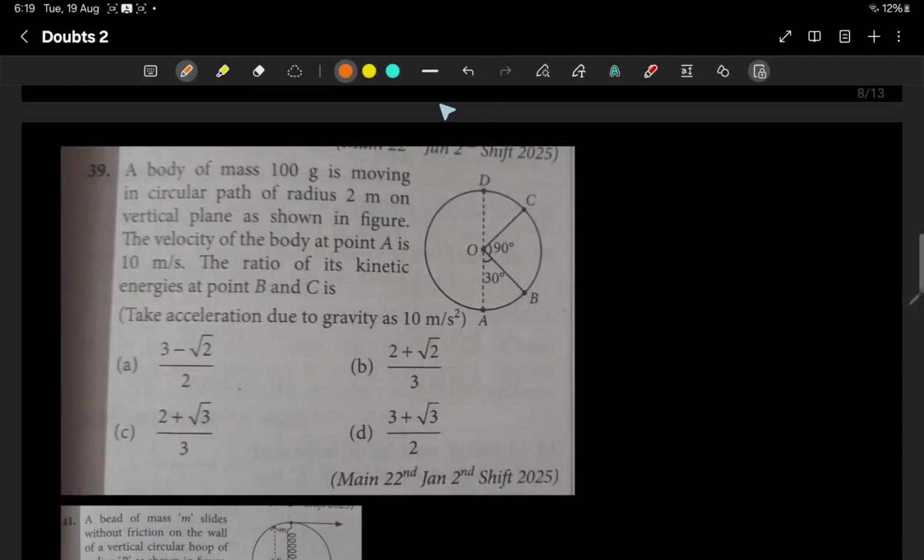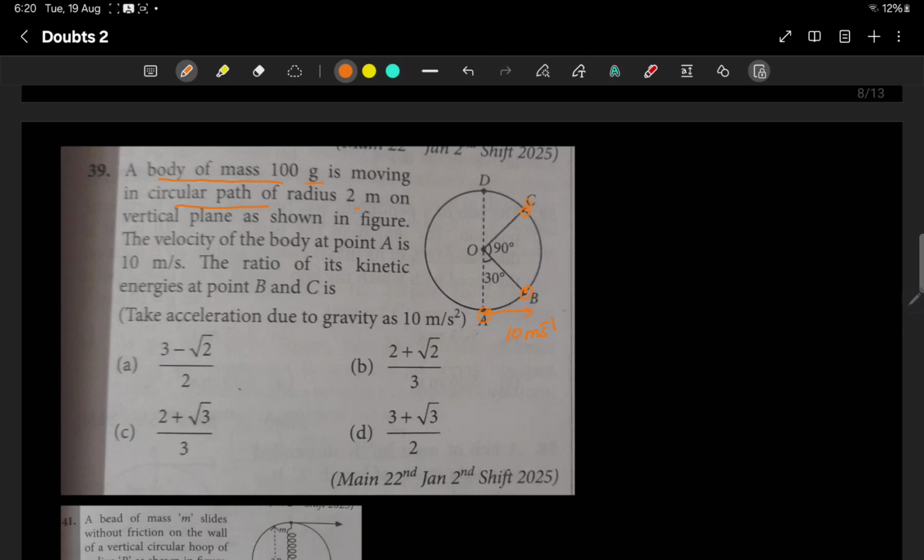So, in this question, there is a body of mass 100 gram moving in a circular path of radius 2 meter in a vertical plane as shown in the figure. The velocity of the body at point A is given as 10 meter per second, not 100, 10 meter per second. What is the ratio of the kinetic energy at the point B and C?